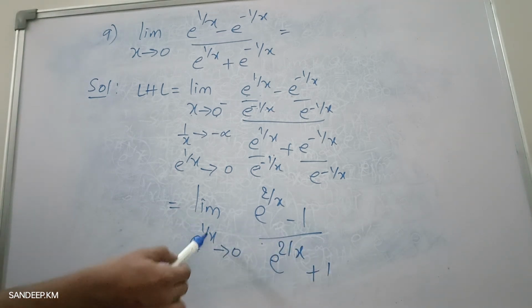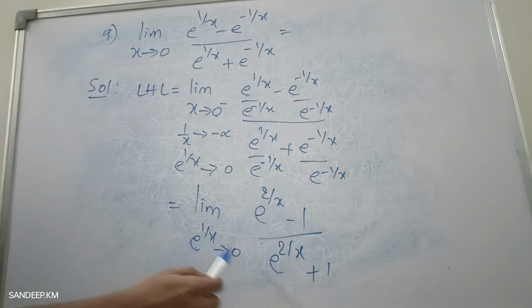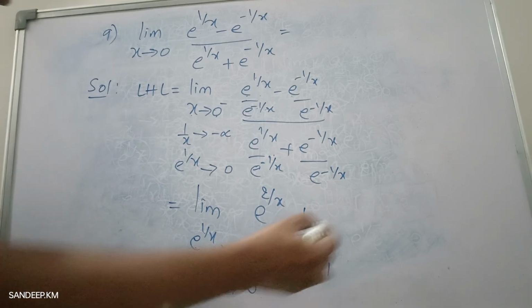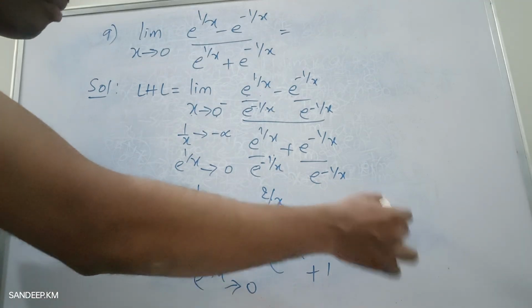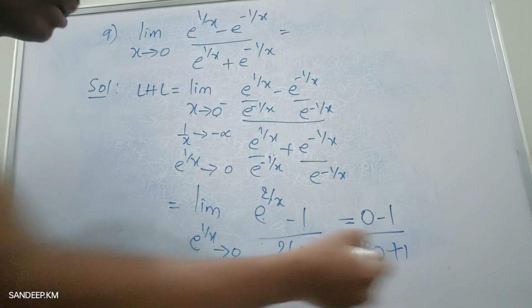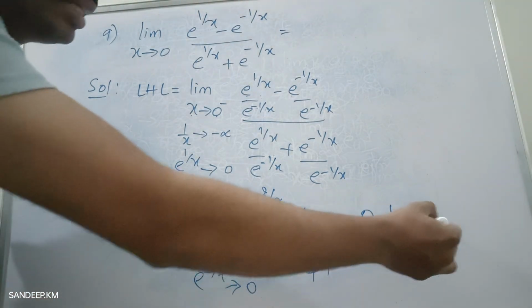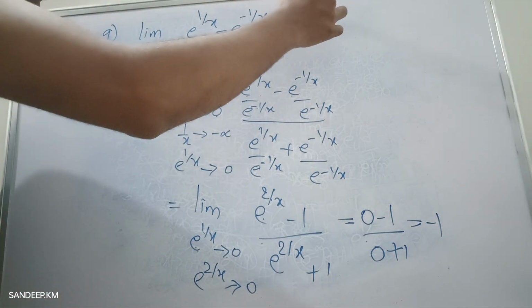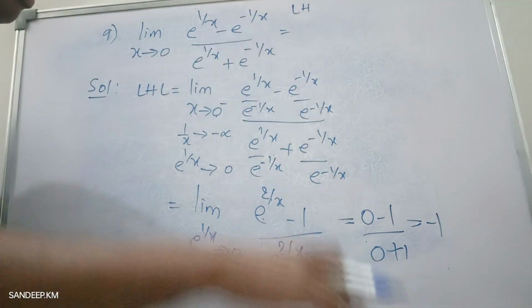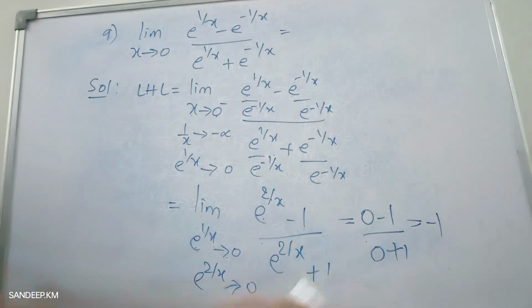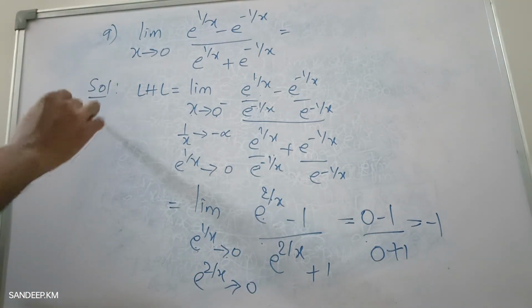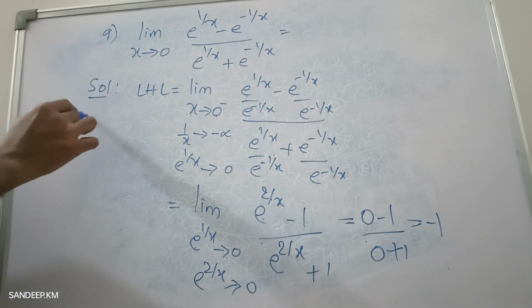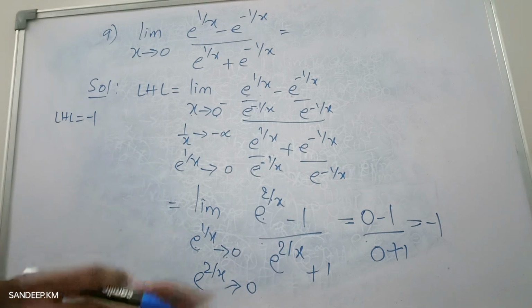Dear students, if e power 1 by x approaches 0, then do squaring. E power 2 by x also approaches 0 only. So e power 2 by x is 0, minus 1 by 0 plus 1. So minus 1 by plus 1 is minus 1. Therefore the left hand limit in this question is what? LHL. The left hand limit LHL is equal to minus 1. Remember this? We got LHL equal to minus 1.